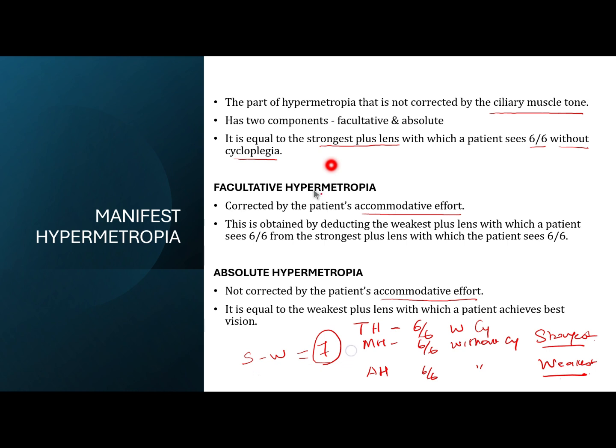Nothing but the same thing which I have just explained, so that we get what is known as facultative hypermetropia. So manifest hypermetropia is the strongest lens without cycloplegia, and the weakest lens with which 6/6 is achieved is absolute hypermetropia. Deducting the weakest from the strongest will give you the facultative hypermetropia. We will do some exercises using all these formulas so that we can remember.